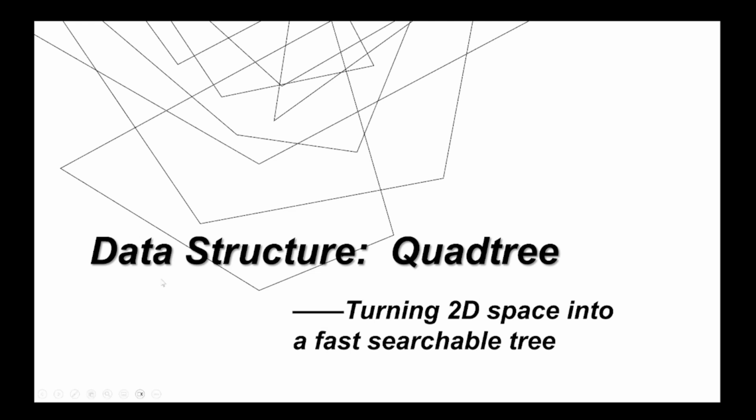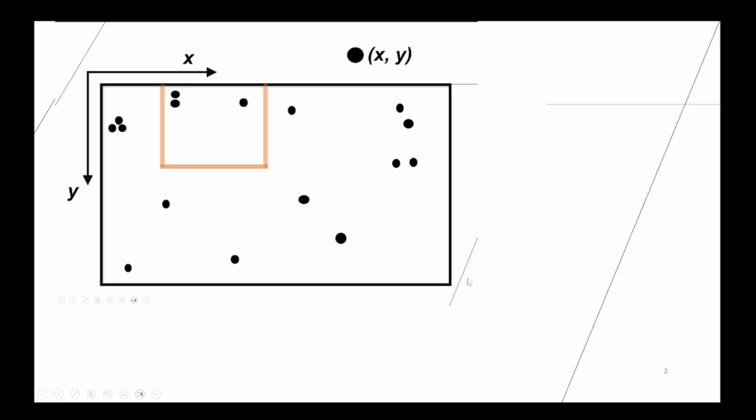Hello guys, in today's video we're going to take a look at a special data structure, Quadtree. We'll start by looking at an example. Suppose I have a 2D rectangular space with a bunch of messy points scattered inside. And within this space, we have a small orange rectangular region. What I want to do is to find which points in this whole space exactly lie inside this region.